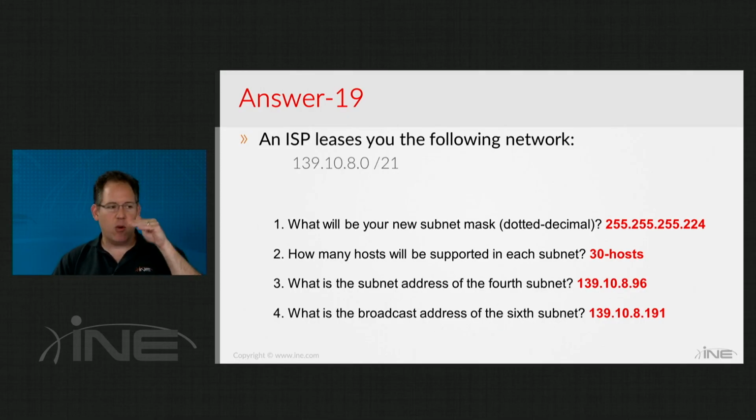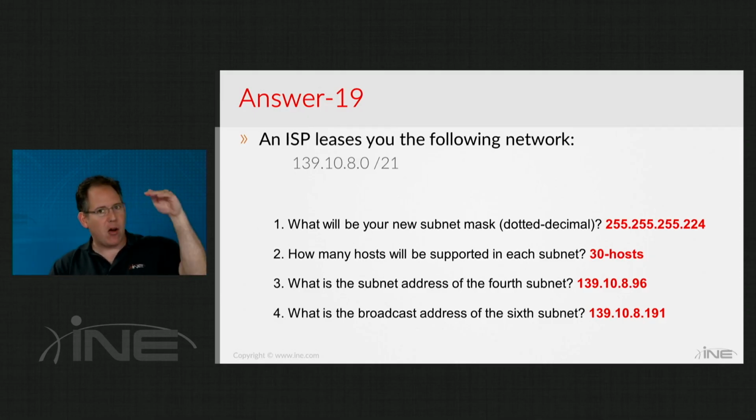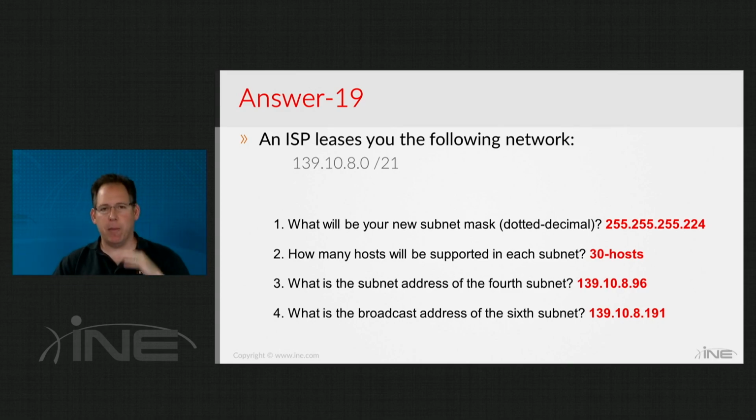What will be the broadcast address of the sixth subnet? Well, if we kept on going, adding 32 plus 32 plus 32, if we went up to the seventh subnet, we would have seen that that was the 8.192 network. And if we back off 1 from that, that gives us .191, which would be the broadcast address of the previous or the sixth subnet that was right before it.